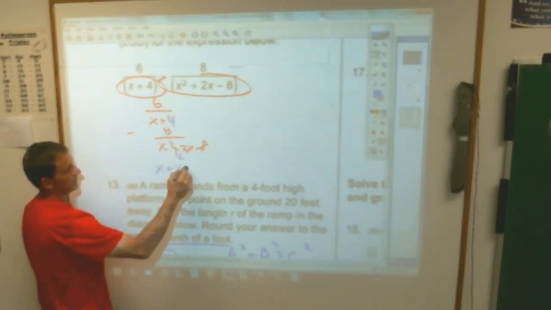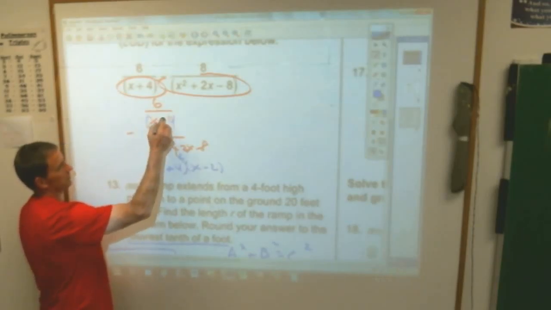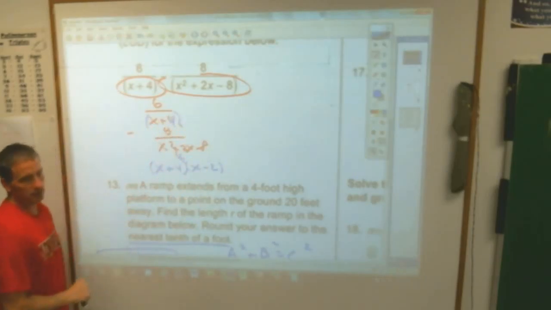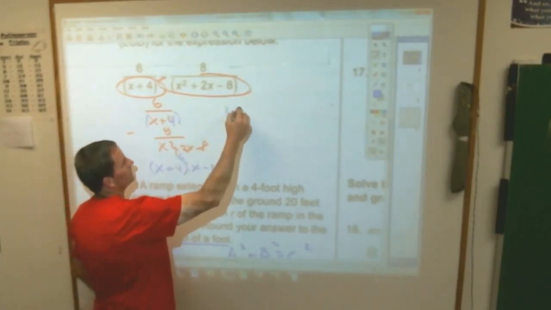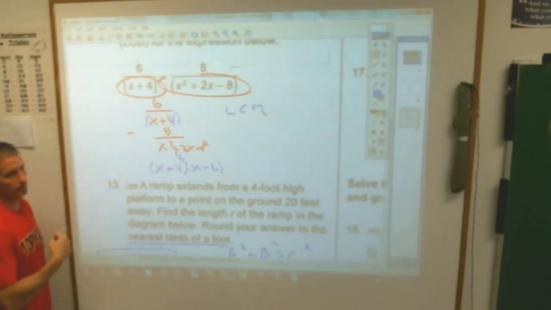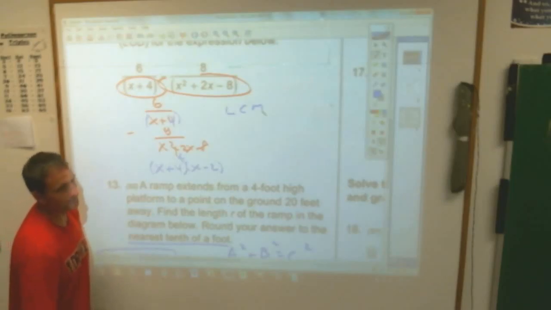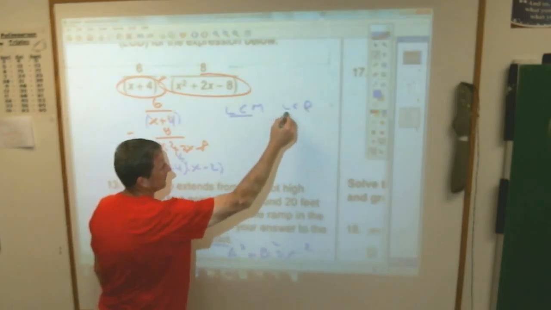X plus 4 times x minus 2, correct? And this was an x plus 4. If you factor that out to find the least common multiple, you take the group that has the most of each different factor. Least common multiple and least common denominator are exactly the same.